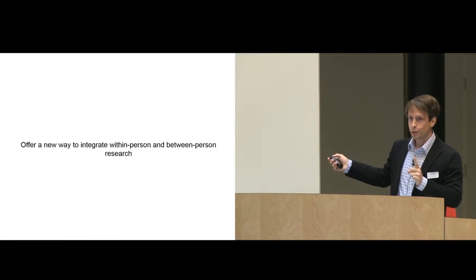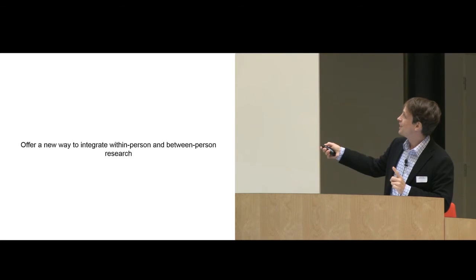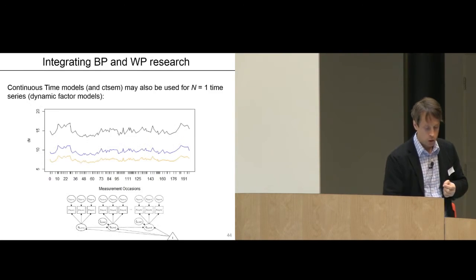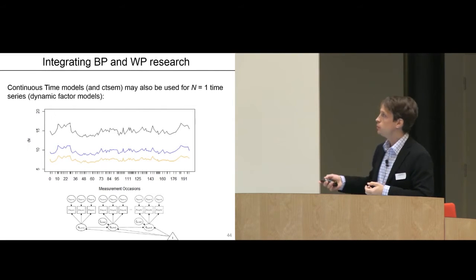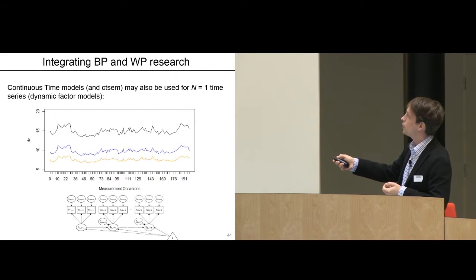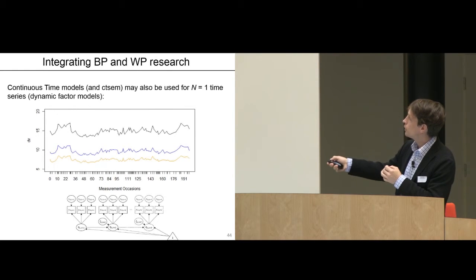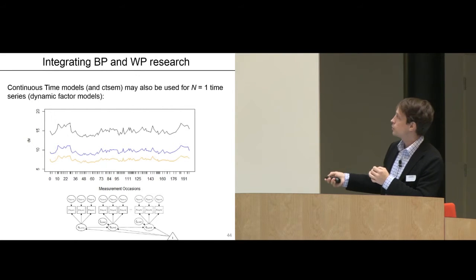Last point, and I can do it in 1 minute, is I think better ways of integrating within and between person research. Here I just want to mention that we can use this continuous time modeling, for example, to fit dynamic factor models for 3 variables across 200 time points here with 100 measurement occasions. And these tick marks are showing that they are varying over time. So we can fit these kinds of models.